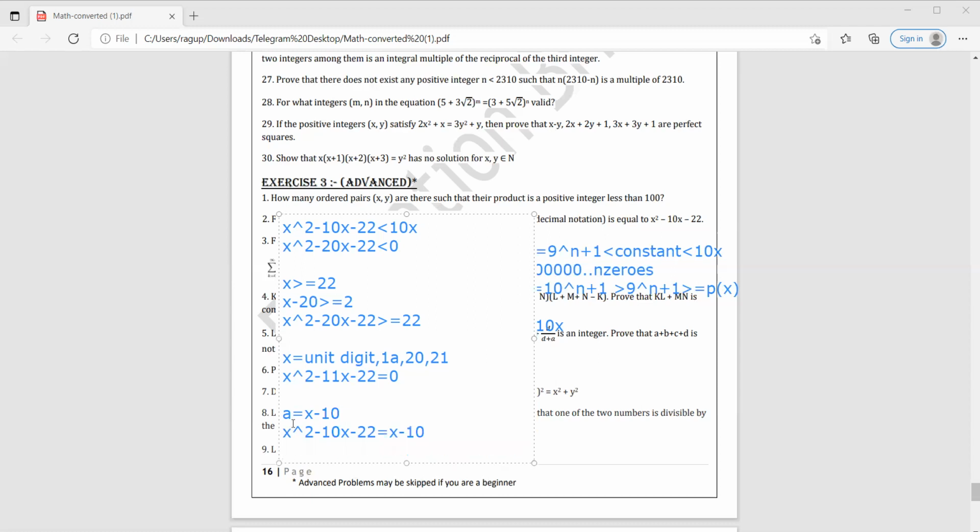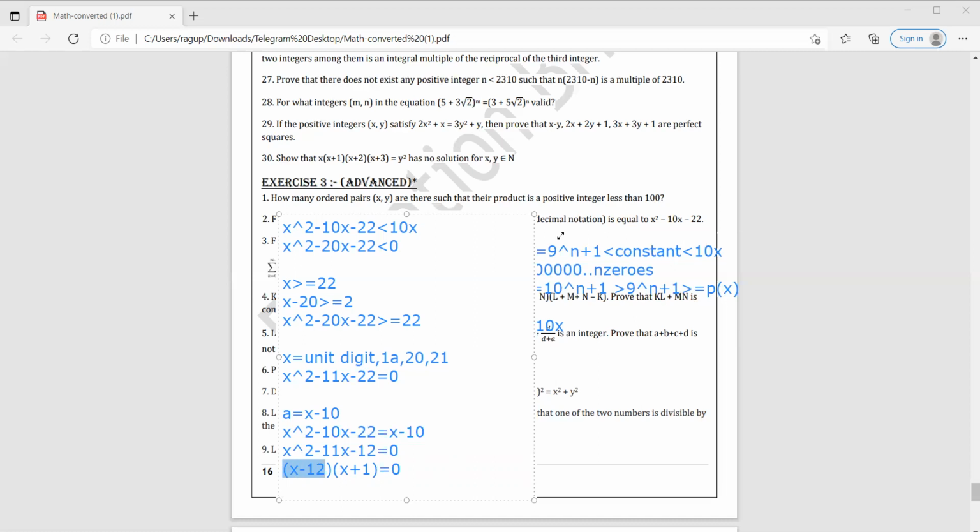So let's take all the variables and constants on one side and form a quadratic. x square minus 11x minus 12 equal to 0. Now if you factor this, you will get x minus 12 into x plus 1, and one root is negative, which is x equal to minus 1, which is a contradiction because x is a natural number. So x equal to 12 is our only solution.